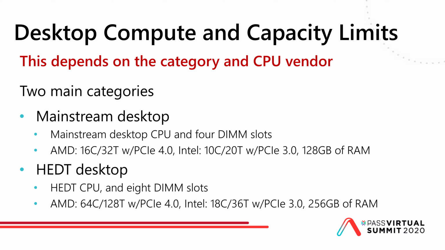Now, if you step up to an HEDT, high-end desktop, you're going to have 8 memory slots. And with AMD, you can go all the way up to 64 cores and 128 threads with a top-of-the-line Threadripper. You get PCIe 4.0 support. And with Intel, you're limited to 18 cores and 36 threads and PCIe 3.0. Now, both of these will support 256 gigs of RAM. And again, you're limited by 32 gig DIMMs for desktop consumer machines. So it just comes down to how many slots you have available. So that's an example of the desktop compute and capacity limits.